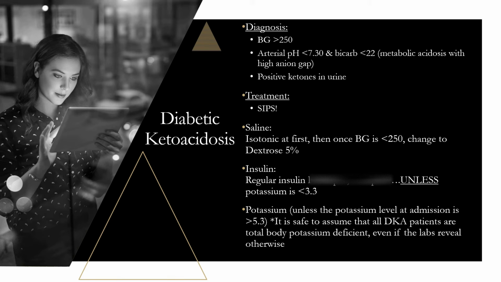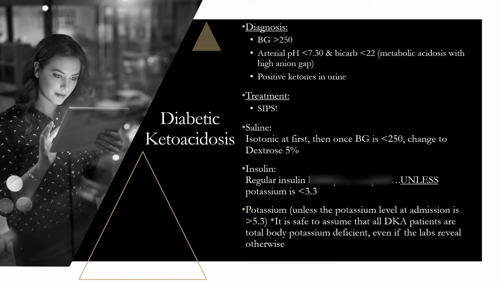Potassium, again, is going to go to everybody unless at admission they're over 5.3. They have over 5.3 serum potassium, because obviously you don't want them to go into a hyperkalemic state. But remember, a lot of times the labs are going to reveal a false, normal potassium state. Most patients in DKA, though, are going to be potassium deficient. And it's safe to assume that almost all DKA patients are total body potassium deficient. But if the labs are saying over 5.3, don't give them potassium until it's below this level. So there's a couple things to remember there.